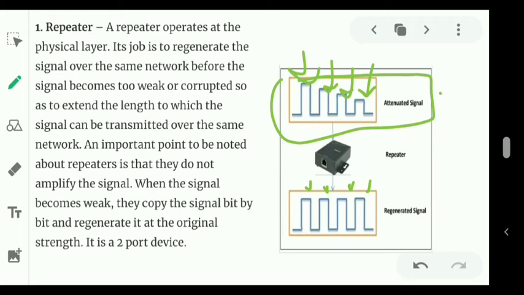Okay. An example is 10Base5. Okay, Ethernet networks actually use this. The maximum length of this is up to 2460 meters, possible using the repeater, with a total of 300 nodes on the whole.